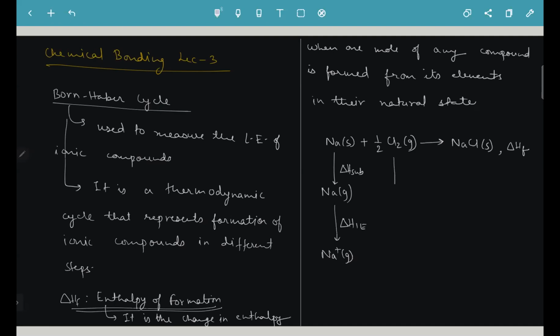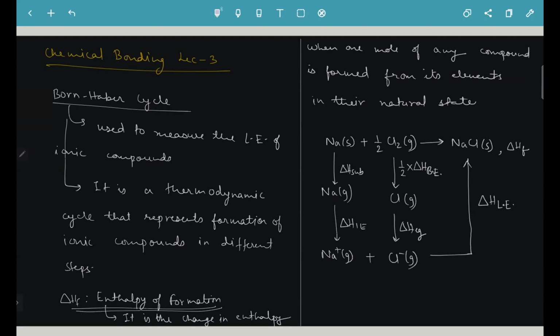The chlorine gaseous is converted into atomic chlorine. For this some amount of energy is absorbed to break the chlorine-chlorine bond, which is often called the bond energy or bond dissociation energy. We multiply by half because we have half mole of chlorine. Then Cl gaseous is converted into Cl minus gaseous. Some energy will be released in this process, that will be delta HEG. And then gaseous ions will combine to form the lattice. During this process some energy will be released, equal to the lattice energy.